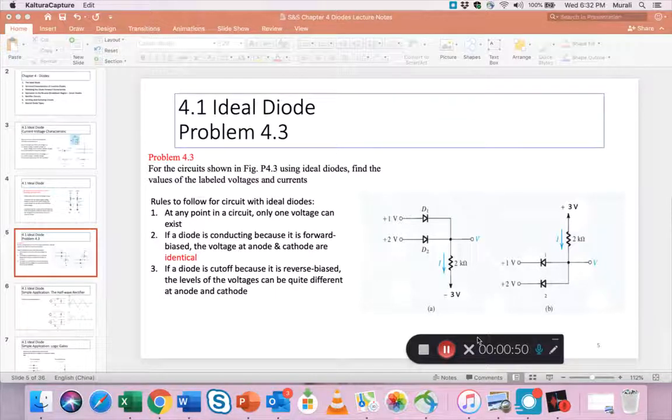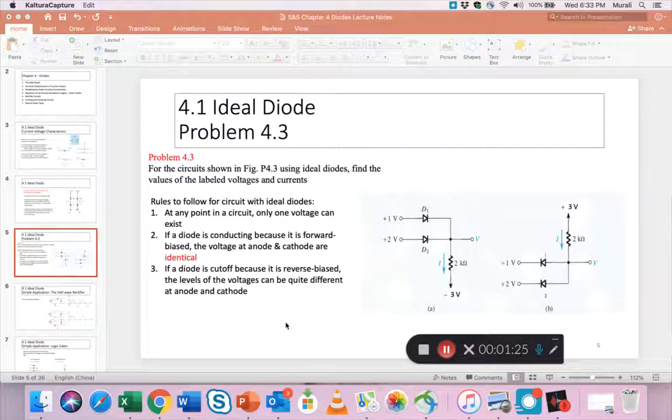There are a lot of these kinds of examples in the textbook, so I just picked a couple. It's not the most difficult, but it does need some basic core ideas that you have to become familiar with. So let's see what the question is. For the circuit shown in the figure, using ideal diodes, so all these diodes both in part A and part B are ideal, find the values of the labeled voltages and currents. So find the V and the I in each case.